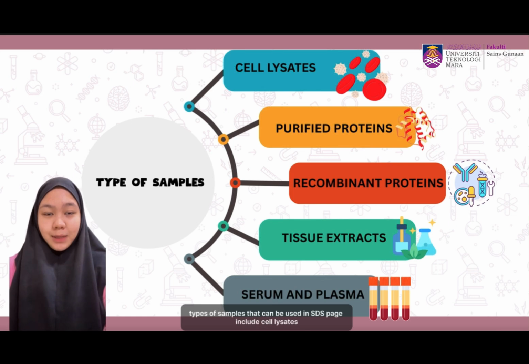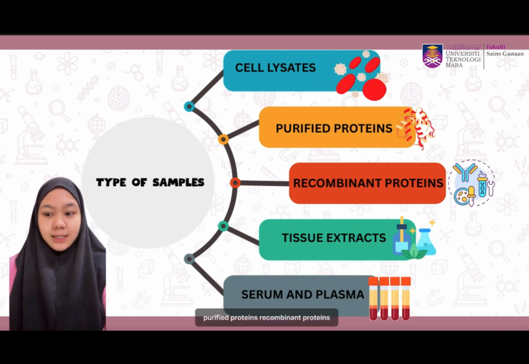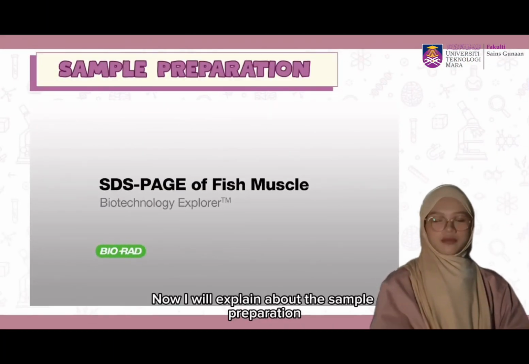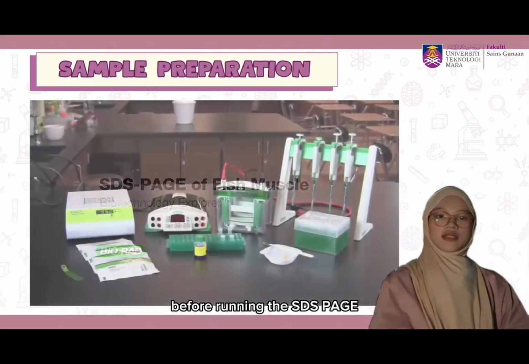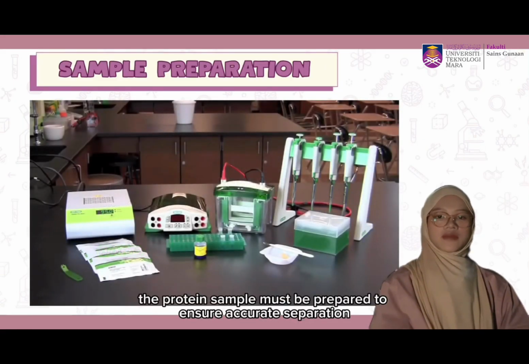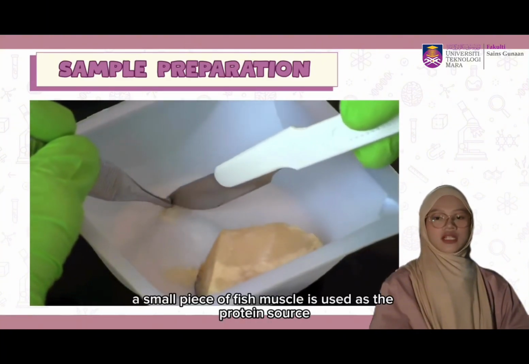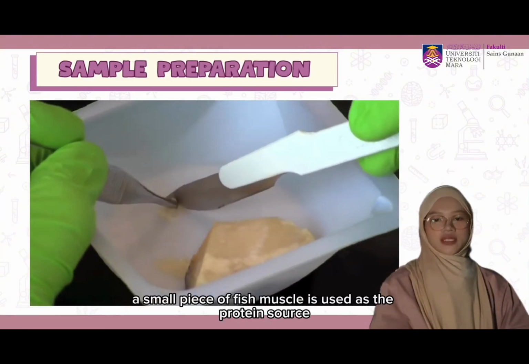Types of samples that can be used in SDS-PAGE include cell lysates, purified proteins, recombinant proteins, tissue extracts, and serum and plasma. Now I will explain the sample preparation. Before running the SDS-PAGE, the protein sample must be prepared to ensure accurate separation. In this demonstration, a small piece of fish muscle is used as the protein source.